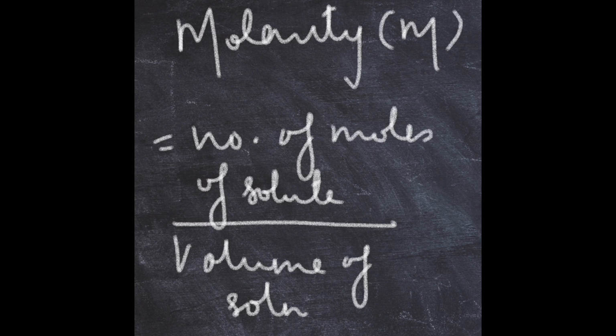Now let's discuss molarity. It is designated by capital M and its formula is number of moles of solute divided by volume of solution into 1000, because volume is to be in liters. So now let's take an example.